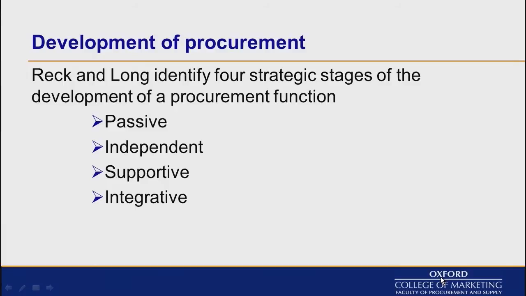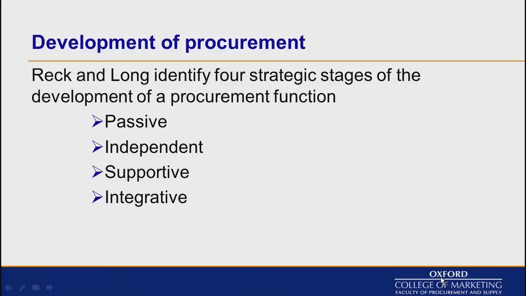The next stage being supportive. Procurement starts to support the organisation's strategy. They start to see that suppliers are an important resource and start to monitor markets, suppliers, and actively analyse what's out there.